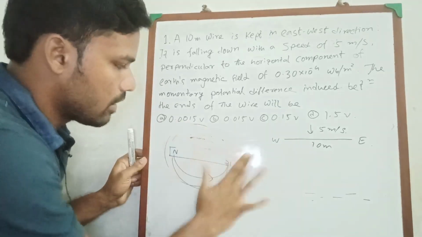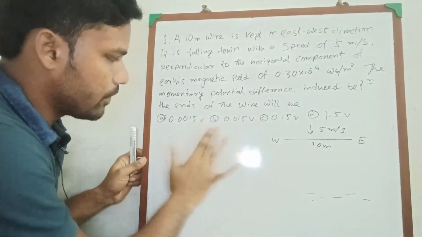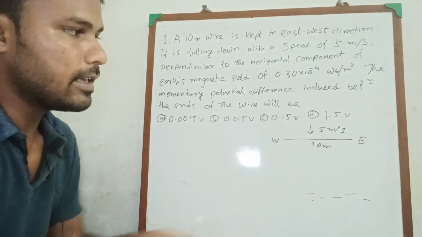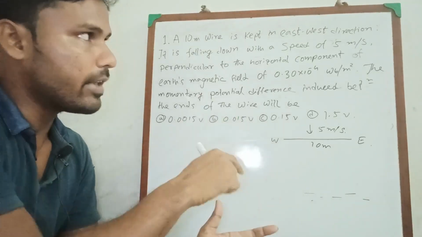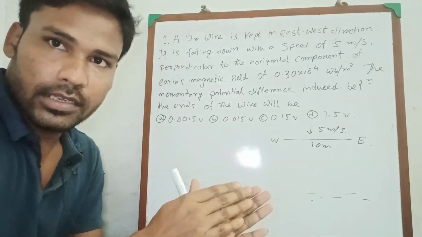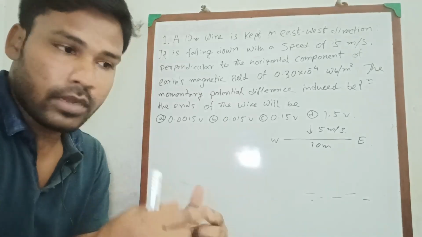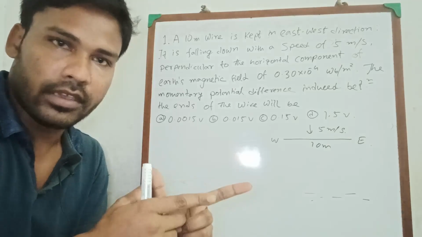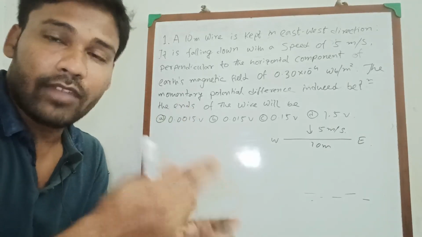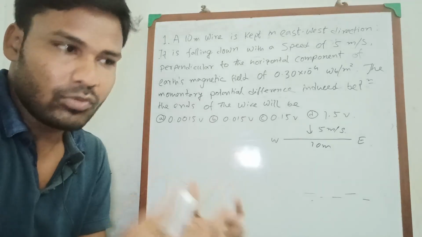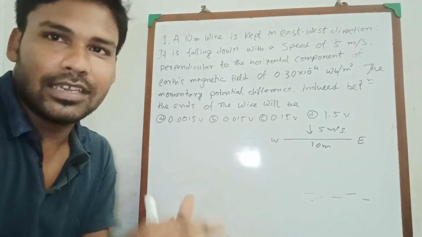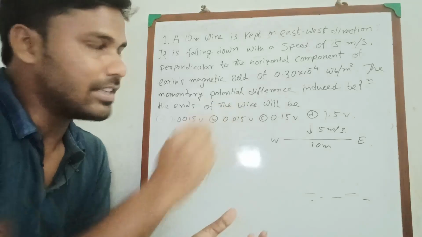So basically a conducting wire is moving in a magnetic field. As we know, whenever a conducting wire moves in a magnetic field, the flux changes and an induced EMF is generated. So we have to calculate that EMF or potential difference.